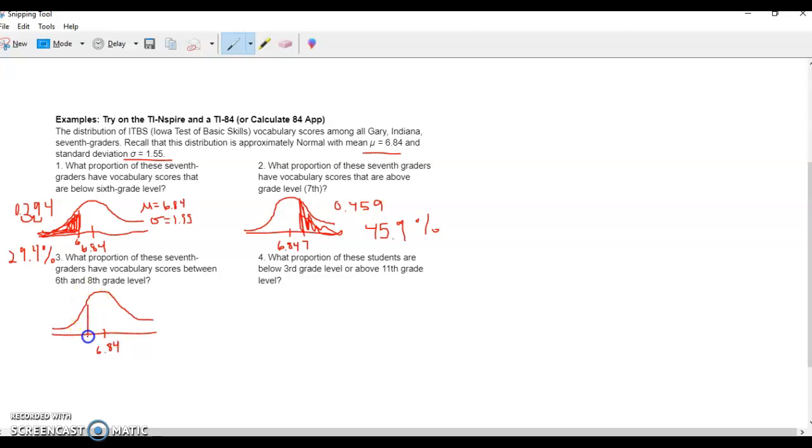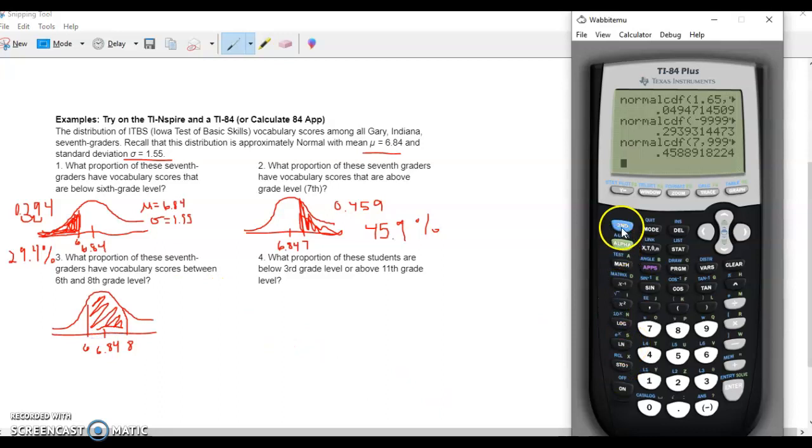So 6 is a little bit to the left of the mean. 8 is a little bit to the right of the mean. Doesn't have to be drawn to scale. And in between means I'm shading in here. So I go to my calculator, second VARS, pick normalcdf.